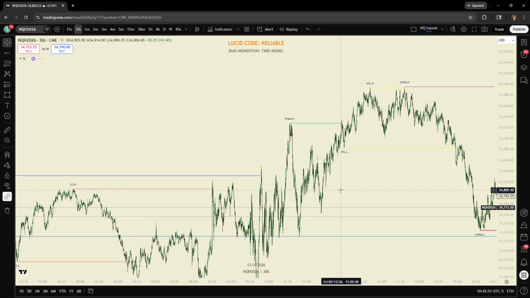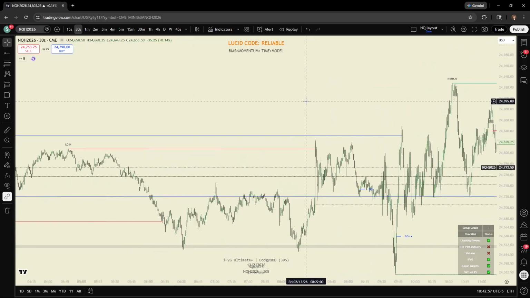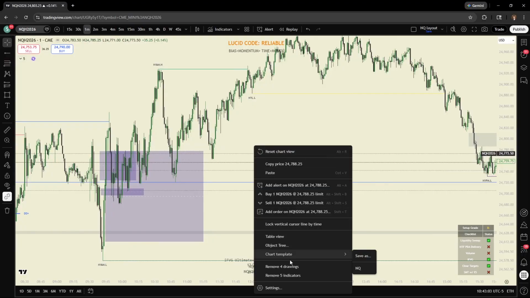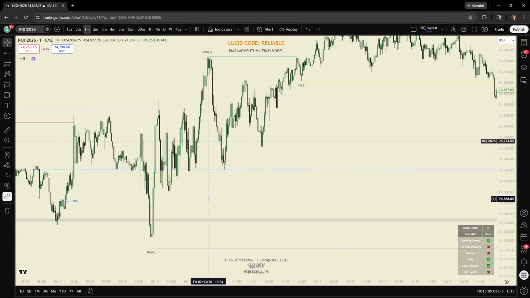A projected high is also a rejection block. It can be. It can become one. But the only way that we know a rejection block is after price taps it and then rejects off of it. So to me it's just another hindsight confluence. It's like, okay, cool, I guess that was a rejection block.